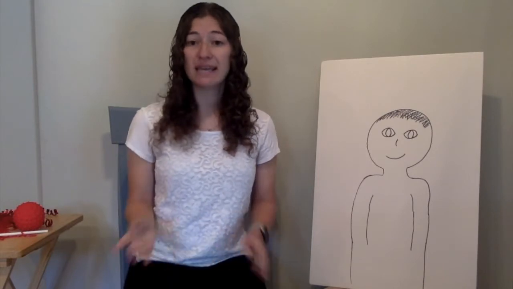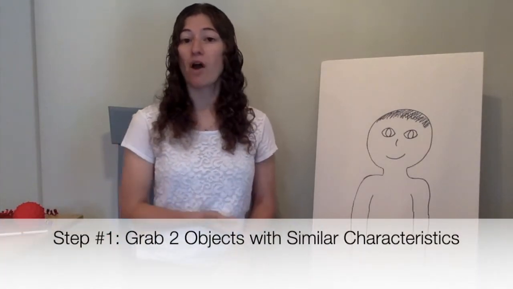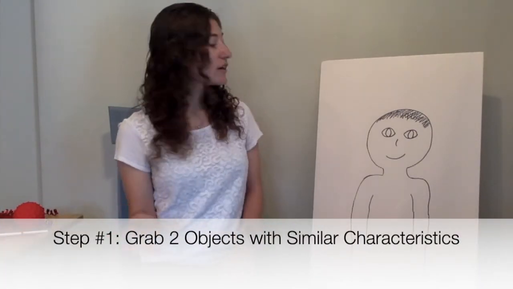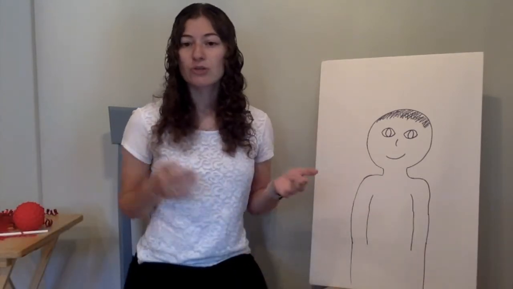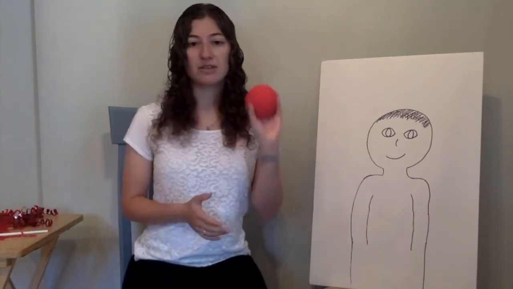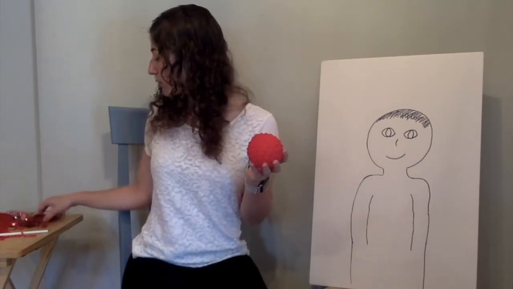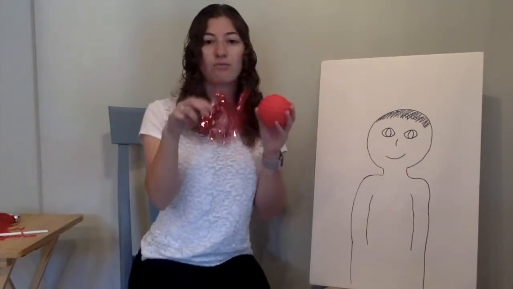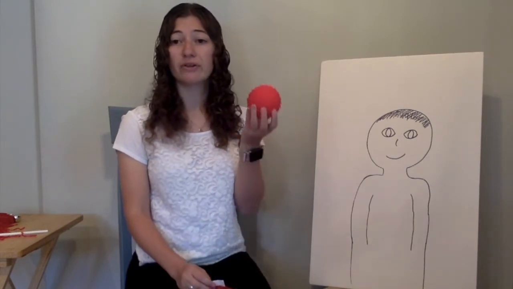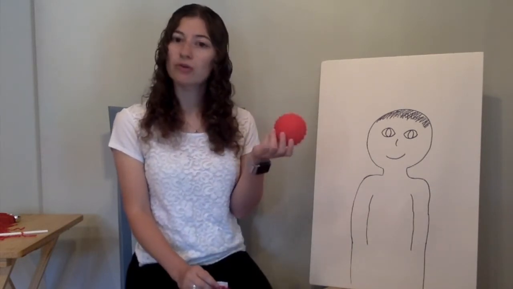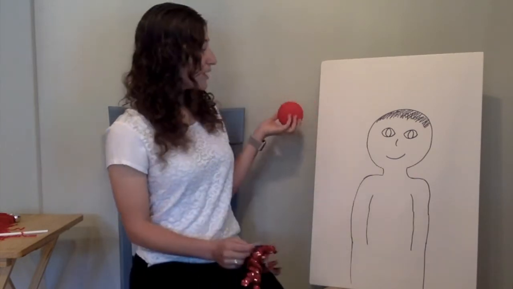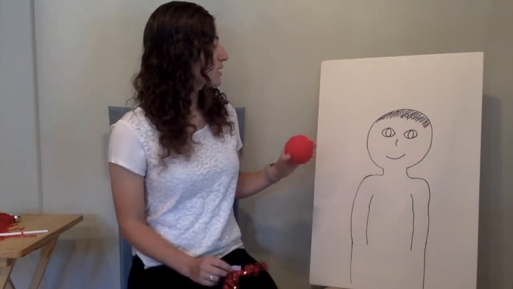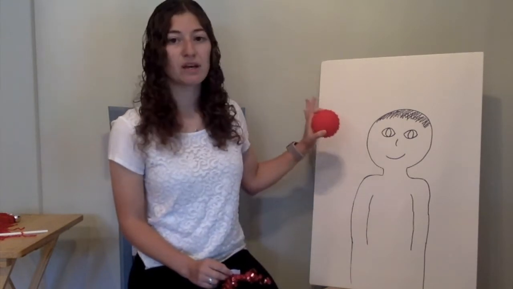So we are going to begin by grabbing both of our objects. And we are going to say that my child prefers the color red. So I'm going to choose this red ball, and I'm also going to choose this red ribbon. We are going to start by presenting the first object in your child's preferred quadrant or their preferred visual field. For my child, we are going to be using their upper left quadrant.